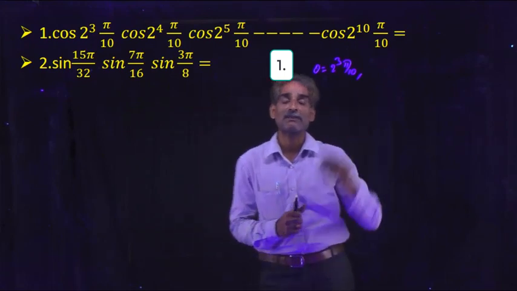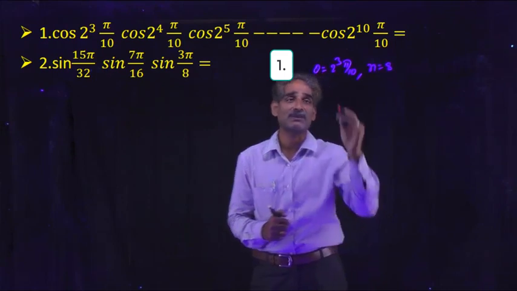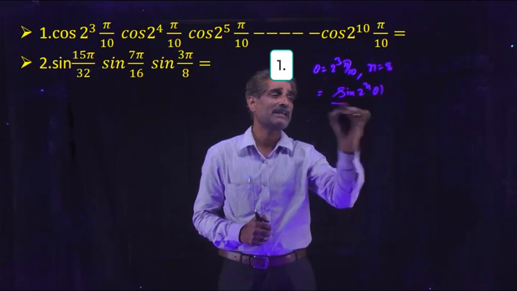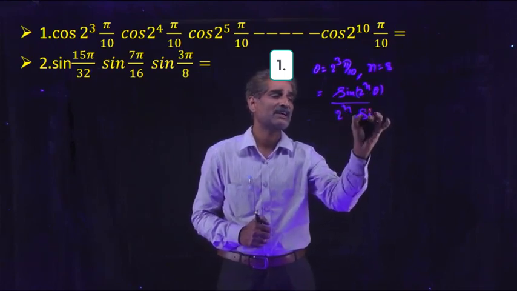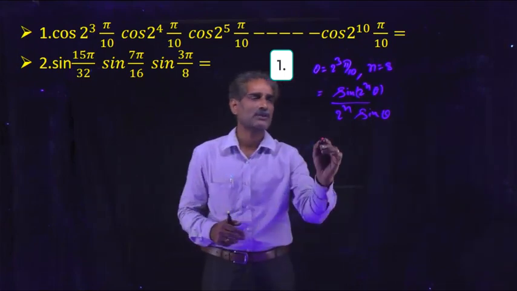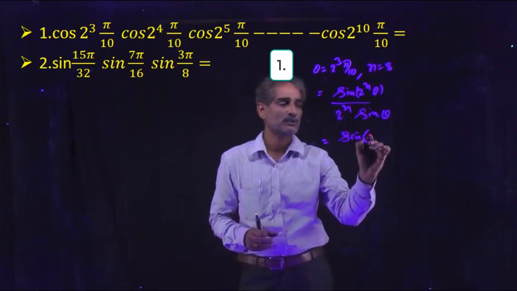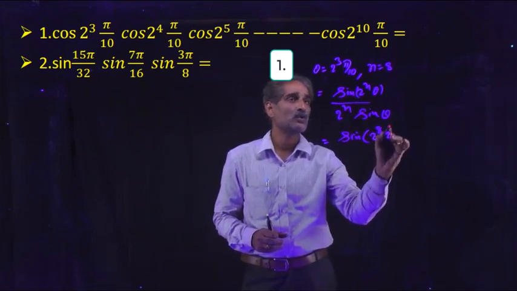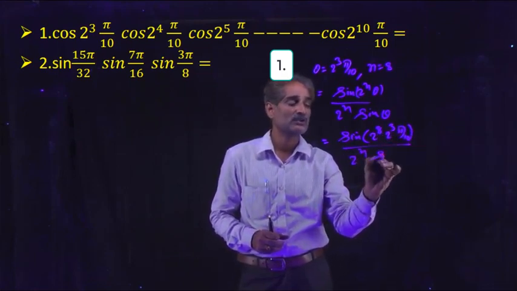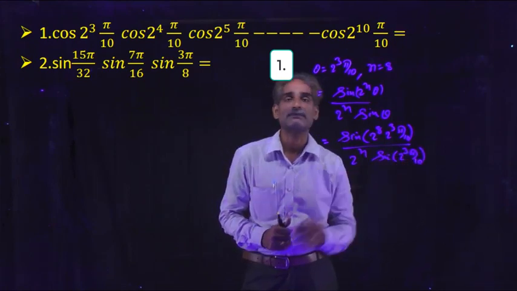Okay, so here how many terms are there? N is equal to 8. What is the formula for this? The formula is sine of 2 power n theta by 2 power n sin theta. Here we know the theta value and n value. Just simply substitute these values. So sine of, here n is 8, 2 power 8, and theta is 2 cube into pi by 10, whole divided by 2 power n into sine of 2 cube into pi by 10.